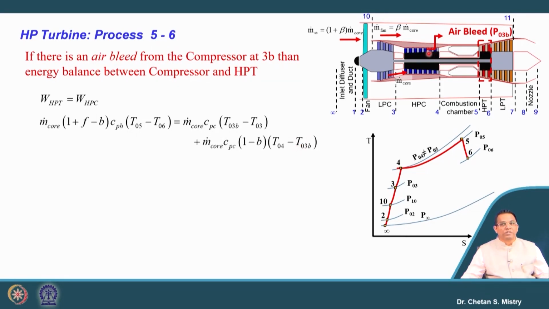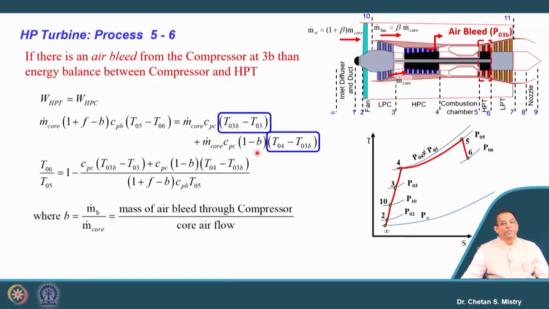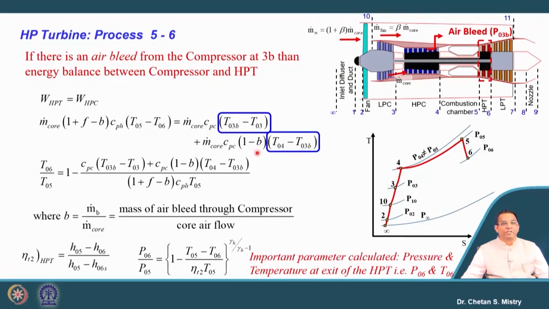Just understand, suppose after the third or fourth stage I put this location as T03B and P03B, then my formulation will be m dot core Cp T03B minus T03, and for the remaining part it will be 1 minus B that will be added here. Now, this is how we write the equation for the HP turbine, and from that we can calculate the exit temperature from the HP turbine. Similarly, we can calculate the exit pressure based on our efficiency term. So, we will be calculating our exit pressure and exit temperature from the HP turbine for the bleeding case.